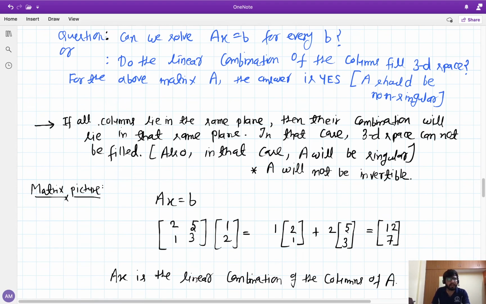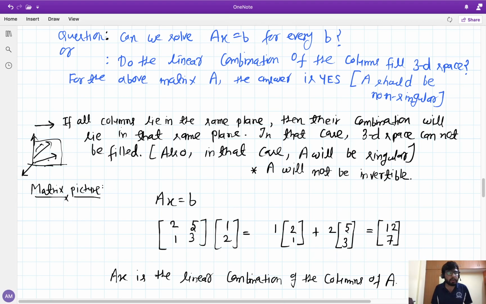So let us take an example. If all columns lie in the same plane, then their combinations will also lie in the same plane. In that case, 3D space cannot be filled. So in that case, A will be singular, like A will not be invertible. Again, don't worry about this, we'll discuss it. You can imagine, right, if you take a vector in a 2D plane, and another vector in the same plane, and again another vector in the same plane, obviously the result will always be in that plane only.